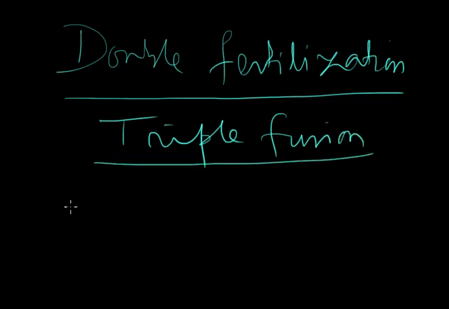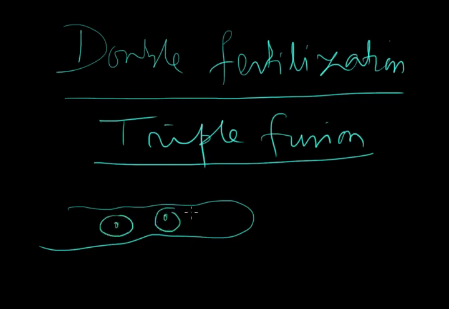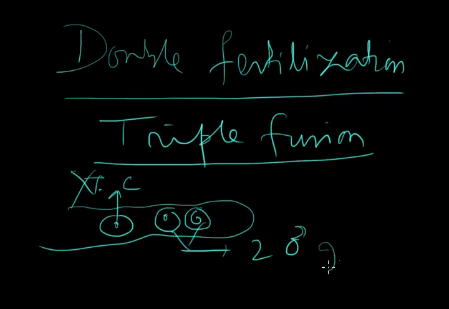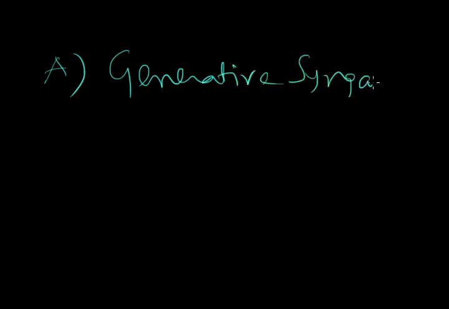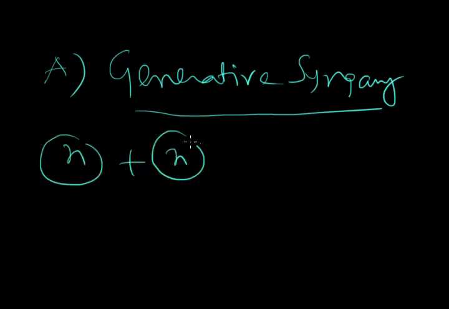How triple fusion occurs? The tip of the pollen tube contains 1 tube cell with 2 male gametes. So this tube cell finally degenerates and the 2 male gametes definitely take part in fertilization. Regarding fertilization, there are 2 events. First one is generative syngamy. During this generative syngamy, 1 male gamete fuses with 1 female gamete, that is the male gamete and this is the female gamete, forming an embryo.